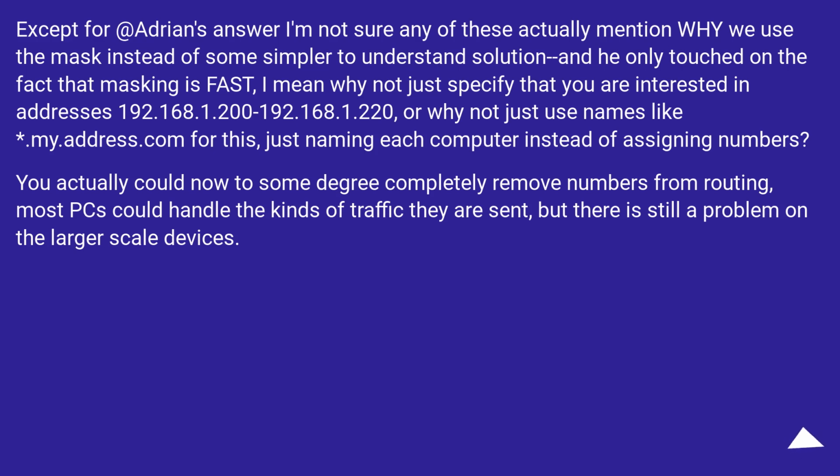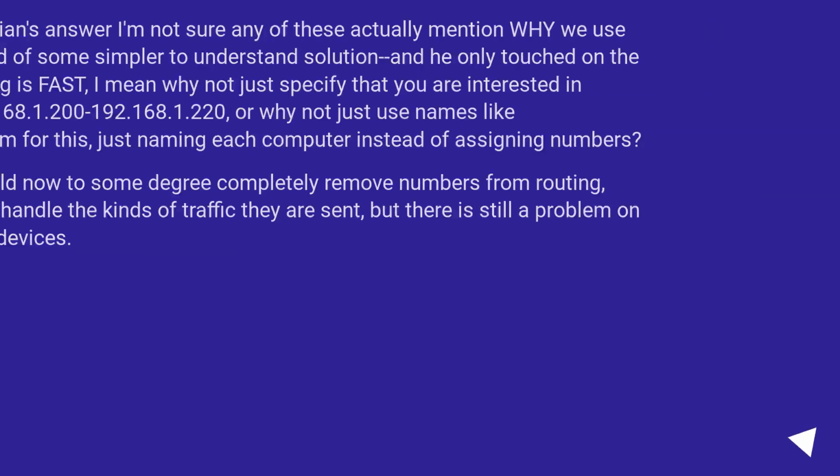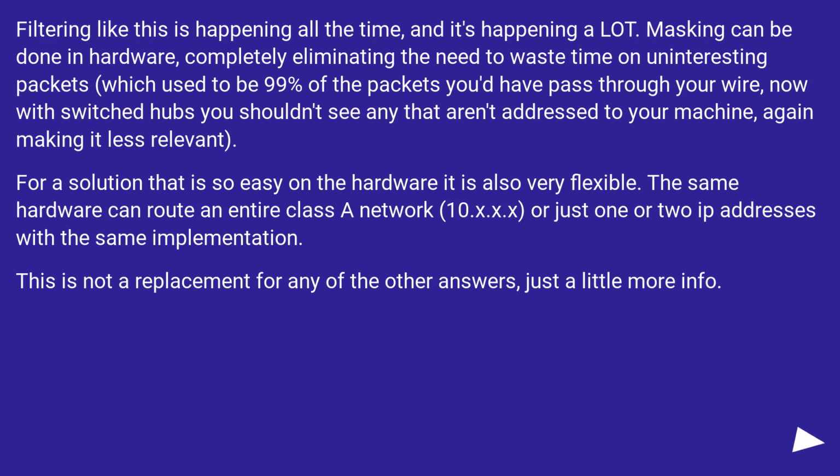You actually can now to some degree completely remove numbers from routing. Most pieces could handle the kinds of traffic they are sent, but there is still a problem on the larger scale devices. Filtering like this is happening all the time, and it's happening a lot. Masking can be done in hardware, completely eliminating the need to waste time on uninteresting packets, which used to be 99% of the packets you'd have passed through your wire. Now with switched hubs you shouldn't see any that aren't addressed to your machine, again making it less relevant.